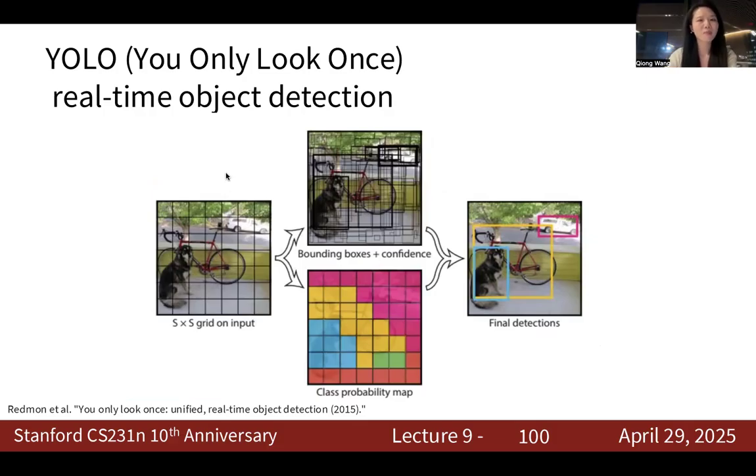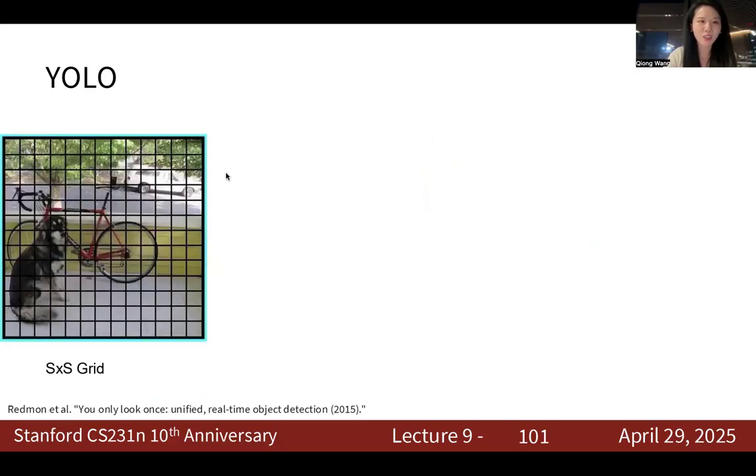This is the famous method of YOLO. The full name is You Only Look Once: Real-Time Object Detection. Let us see what it does.